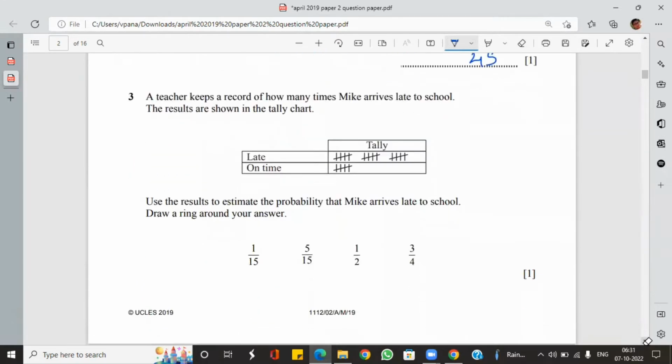Moving to question number 3, a teacher keeps a record of how many times Mike arrives late to school. The results are shown in the tally chart. So late he is coming 15 times and on time he comes 5 times. So the total number of times is 20. Use the results to estimate the probability that Mike arrives late to school. So the probability of late is 15 upon 20. When I simplify this, 3 fives are 15 and 5 fours are 20, so the answer is 3 upon 4.